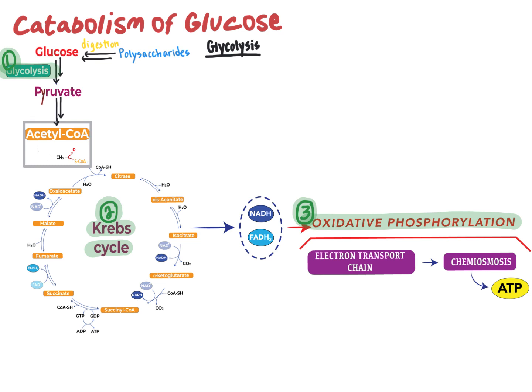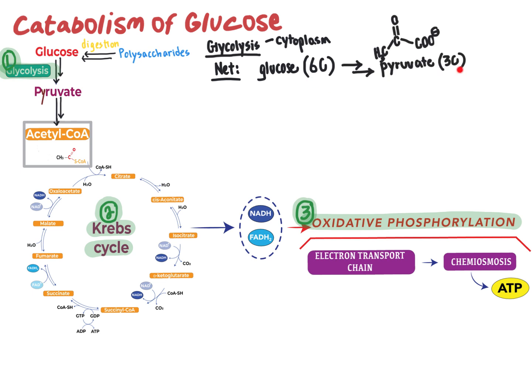Glycolysis occurs not within an organelle of the cell, but instead within the cytoplasm of the cell through enzymes that float around within that space. These specialized enzymes catalyze a series of chemical reactions that convert glucose, a 6-carbon molecule, into pyruvate, which is a 3-carbon molecule. We can see the equation for this reaction here and the structure of pyruvate.